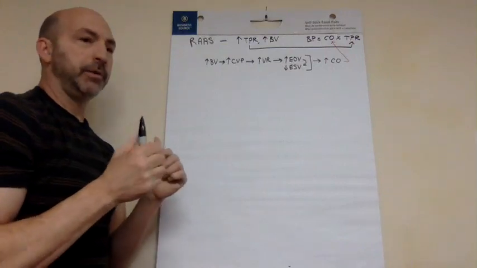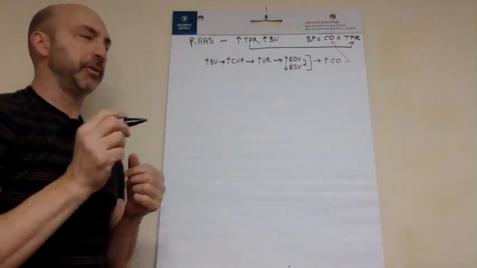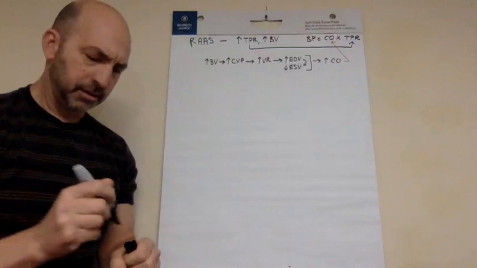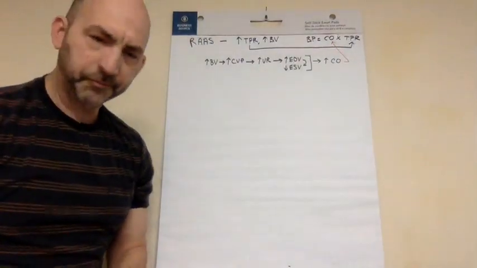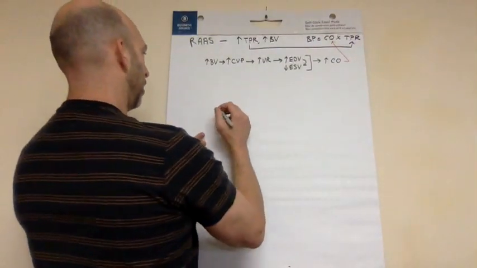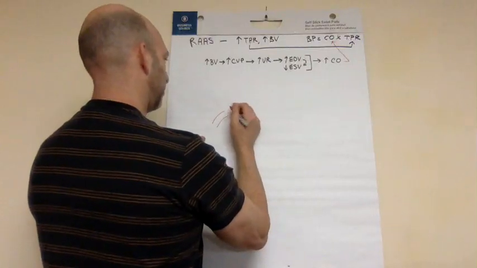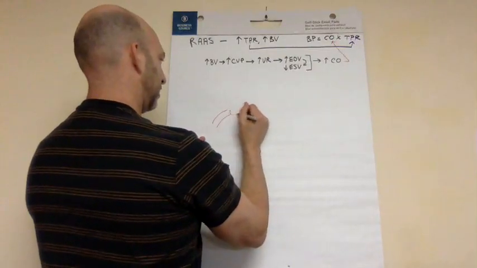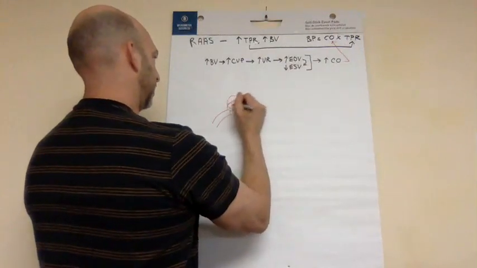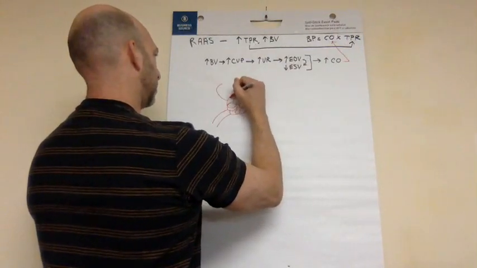Okay, so now we need to see where angiotensin II comes from. So we need a little bit of anatomy. So I'm going to draw, I'm going to exaggerate some parts of this and leave others sort of reduced.